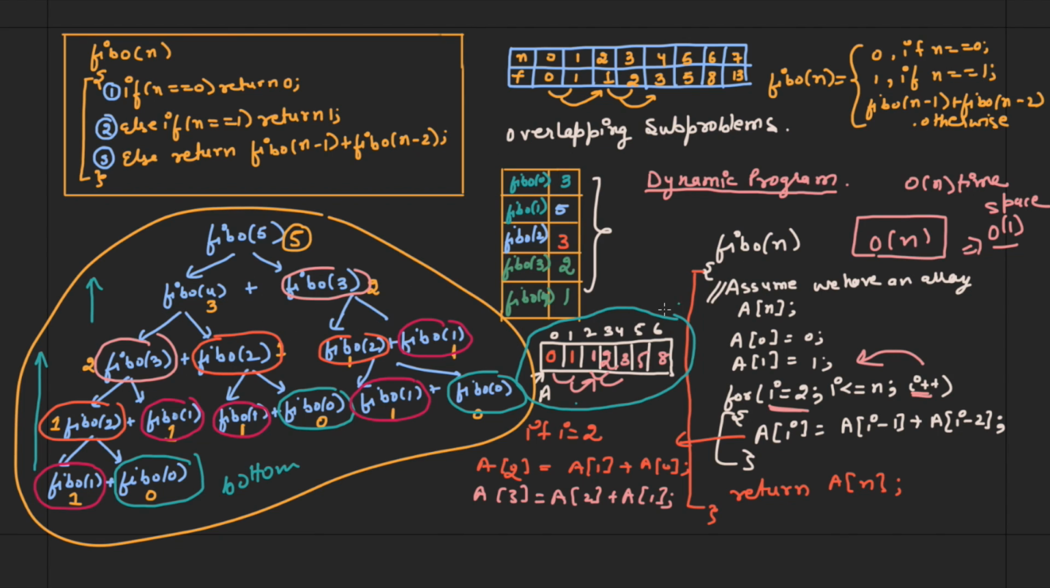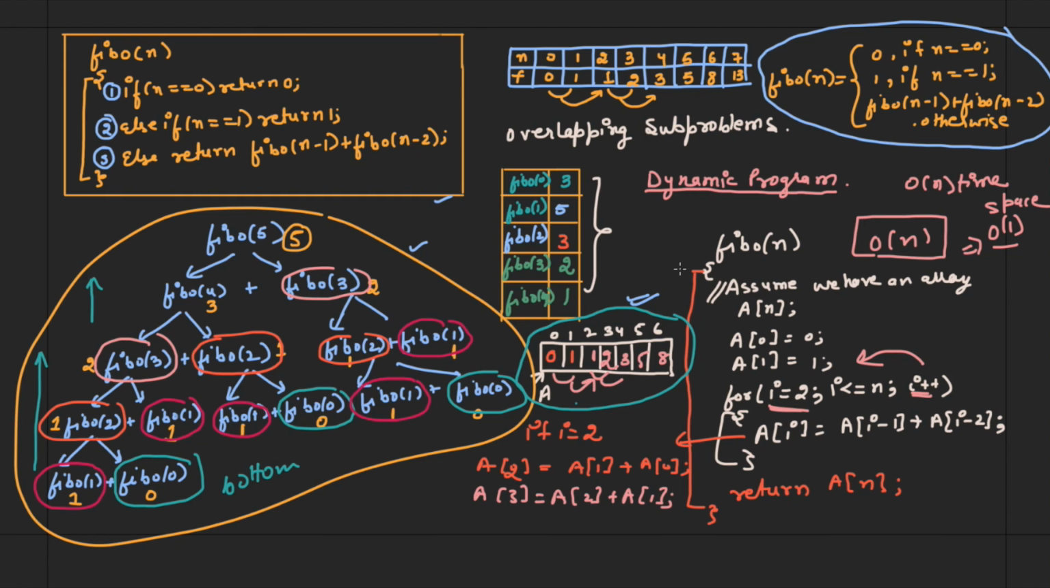And if you check the complete steps I have taken, the first step is characterizing the structure of an optimal solution. This was the characterization. Then I recursively define the value of the optimal solution, and we compute those values here in this array in a bottom-up fashion, and then we construct an optimal solution from the computed information.